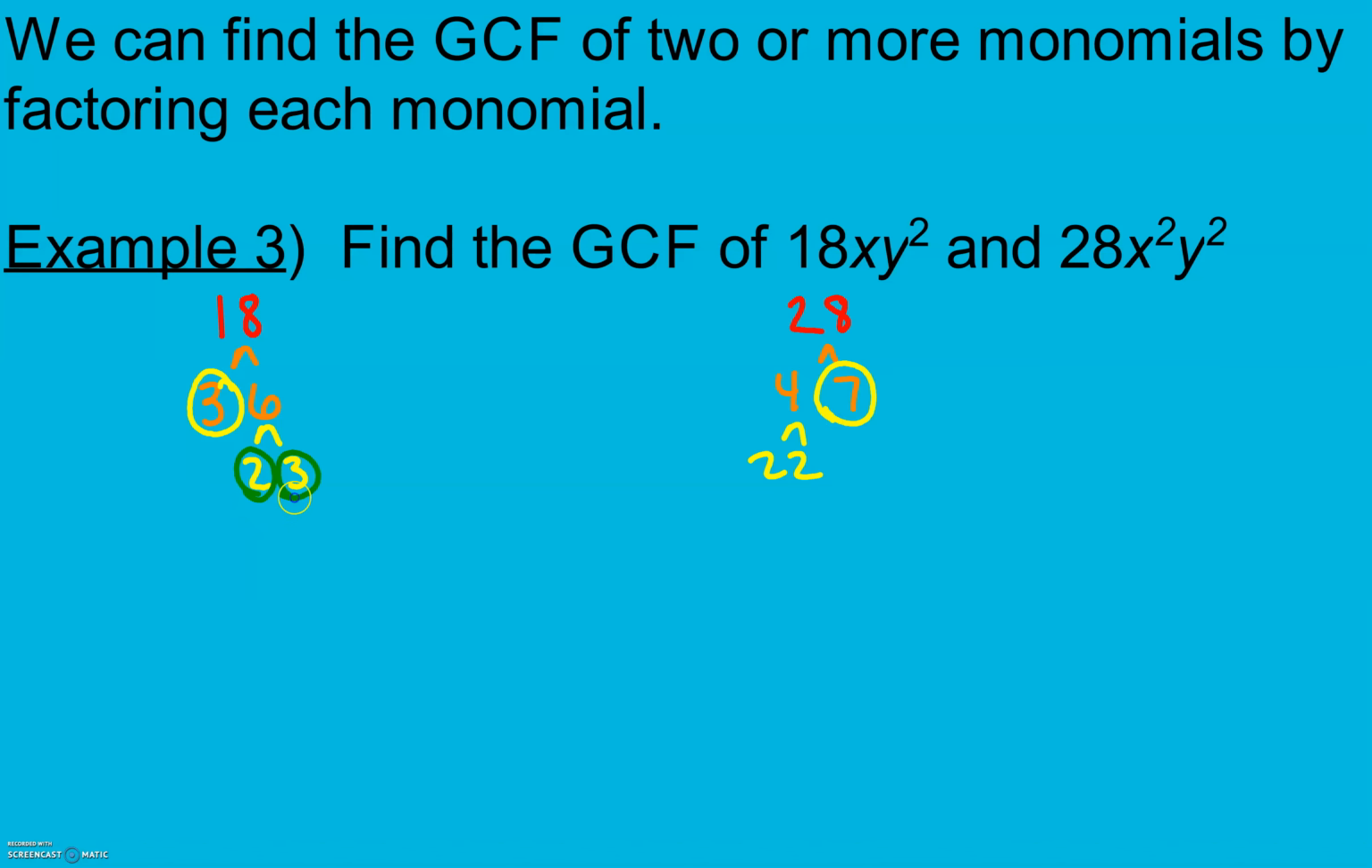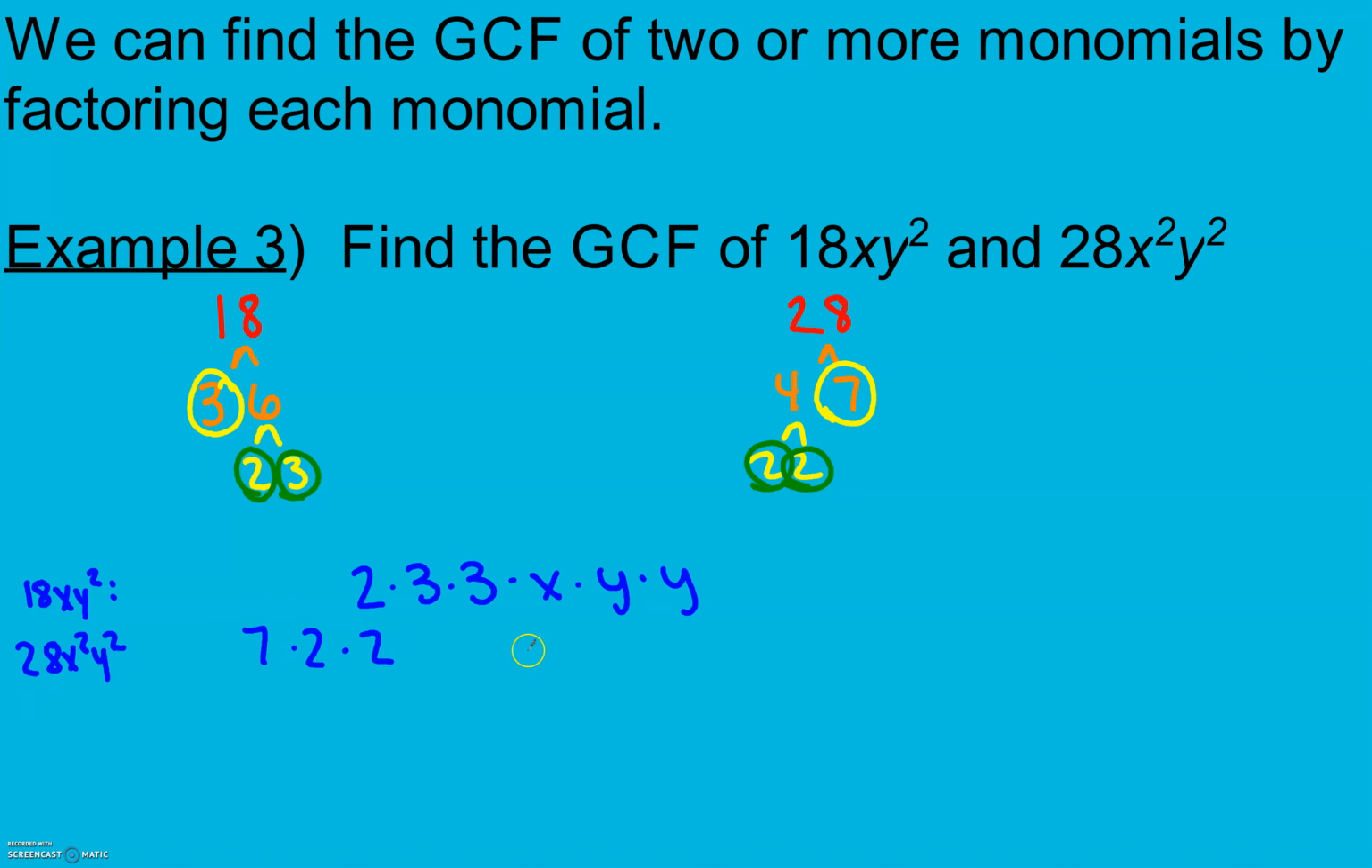2 is prime, 3 is prime, and so are my 2's. So, for 18x y squared, I have 2 times 3 times 3. I have an x and a y squared, which means y times y. For 28x squared y squared, I have a 2, I have another 2, and a 7.